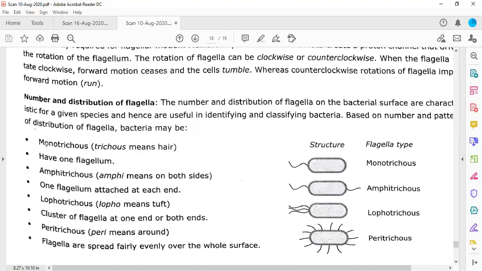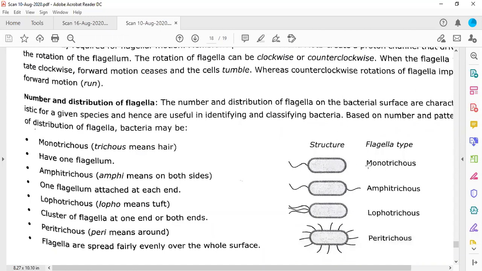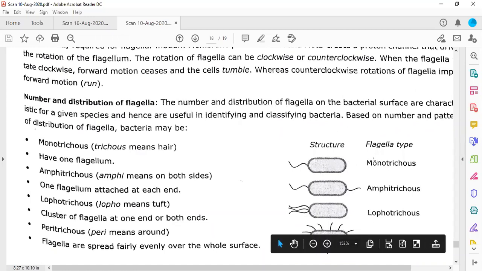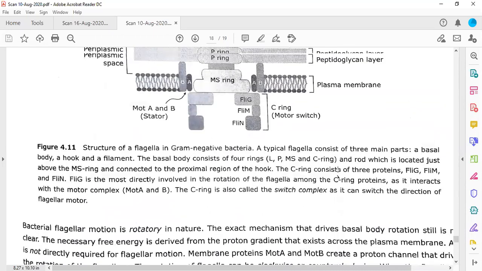So these are some differences. We have already discussed monotrichous, amphitrichous, lophotrichous, and peritrichous flagella. Depending upon the position of flagella in the bacterial cell, they are named like this. And atrichous is also possible if the bacteria do not have flagella at all. So this is also possible.